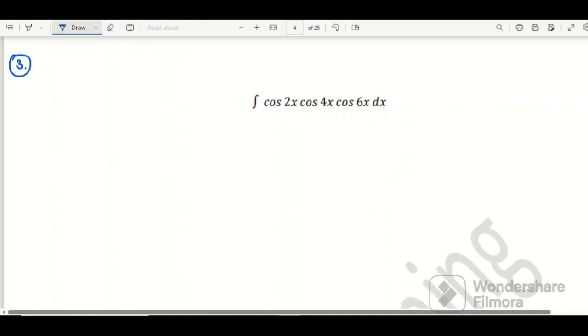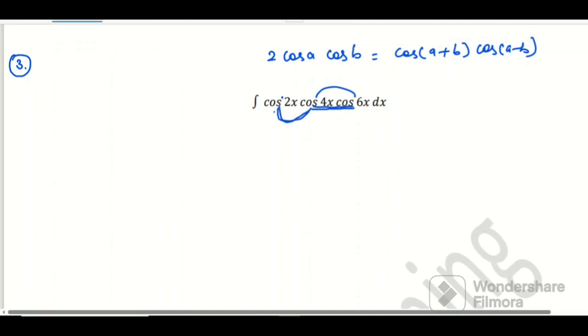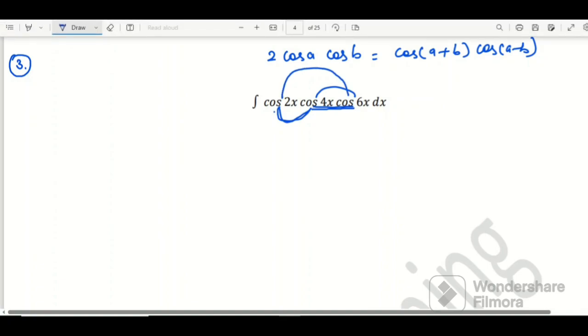These two questions are almost the same, but here we'll apply the 2 cos A cos B formula. The formula of 2 cos A cos B is cos(A plus B) plus cos(A minus B). Here we can apply this formula on any two functions together, at first, and there will be no problem. So I'm choosing these two together.